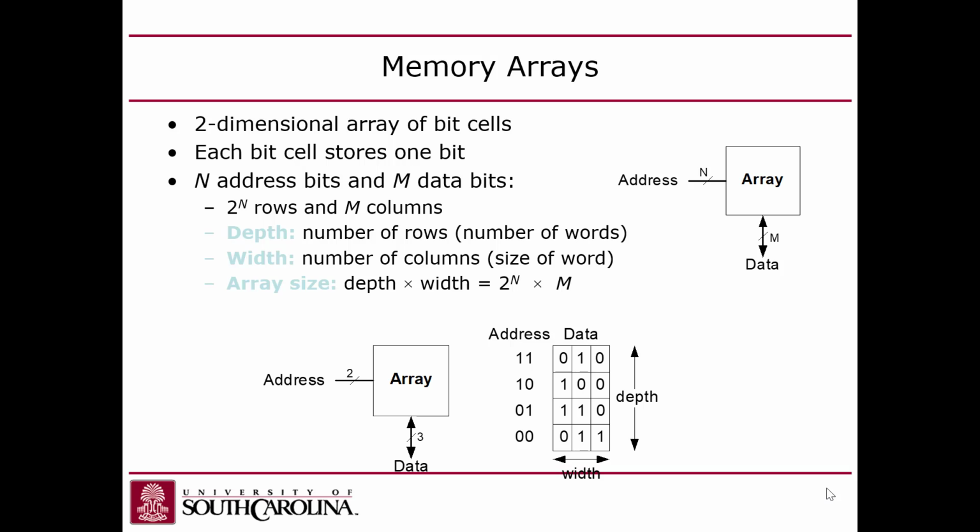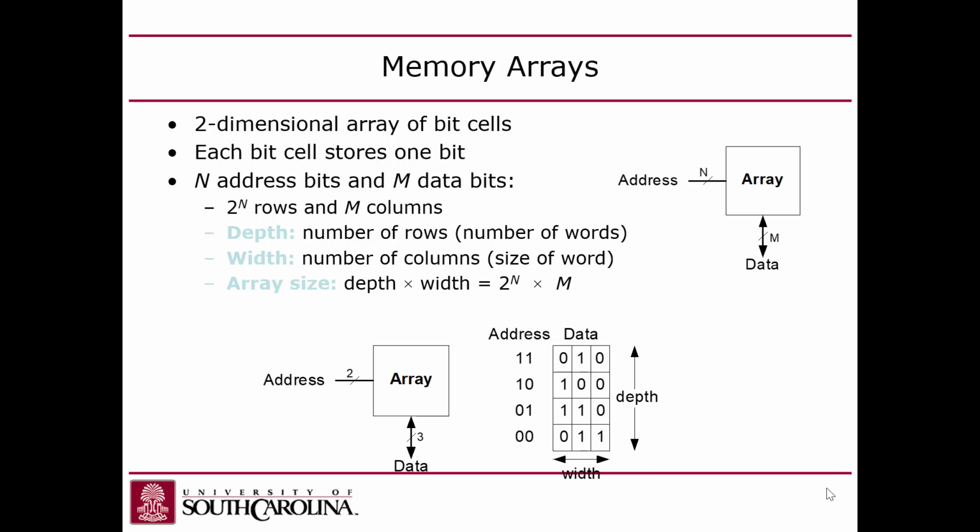So for example, this is a 4 by 3. The number of rows matches up to the address, which is going to be a power of 2, but the width can be anything. The width doesn't have to be a power of 2. So here you've got a 4 by 3 memory, which is going to be 12 total bits stored in that array.